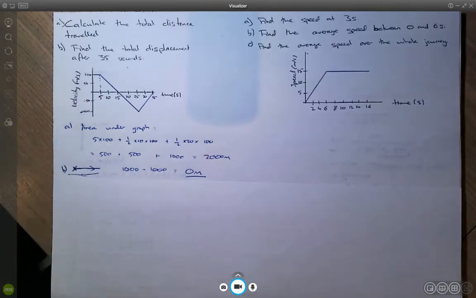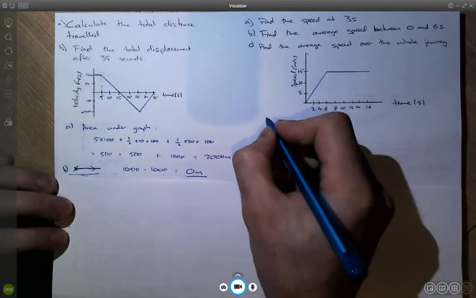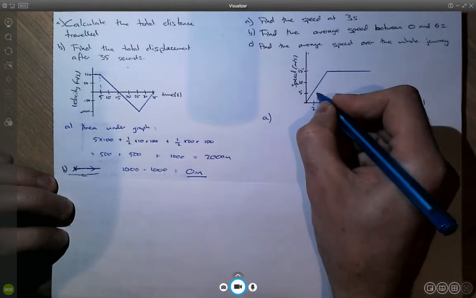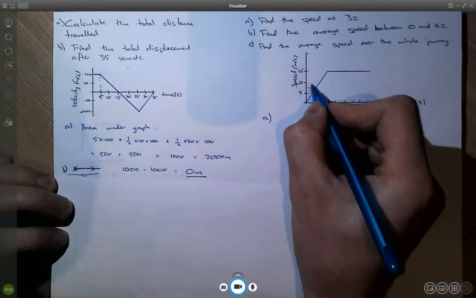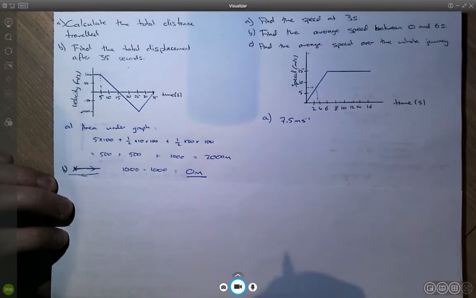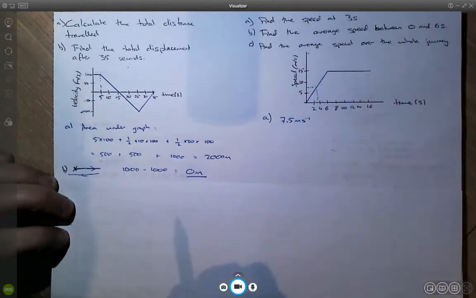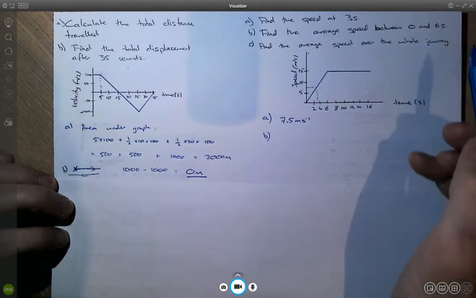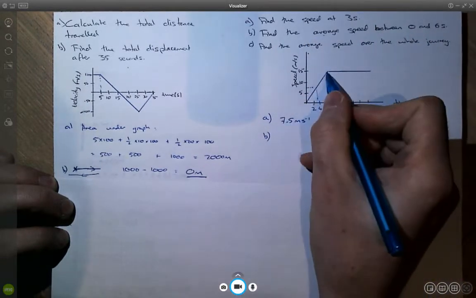Question 2 is here. Pause the video now and try this question. In part A, we're asked to work out the speed at 3 seconds. Well, that's really easy. We just read off the graph and we can see it's about 7.5 meters per second. If you said slightly higher or slightly lower, I'm not going to argue with you because this is not the best graph.